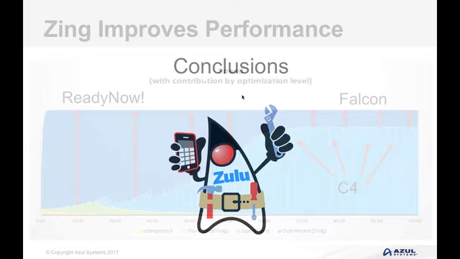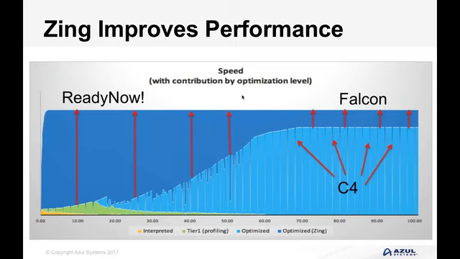So just to conclude, if we go back to our graph that we saw earlier, what we do with Zing is change the shape of that graph. So we saw that initially we start off in interpreted mode, then we use C1, then we use C2. And we see some pauses or some drops in performance due to garbage collection. So in terms of what we can do, we can shift the problem. We eliminate a lot of the drop in performance of the warm-up period by using Ready Now. So we can load classes, we can initialize classes, we can compile methods very, very quickly.